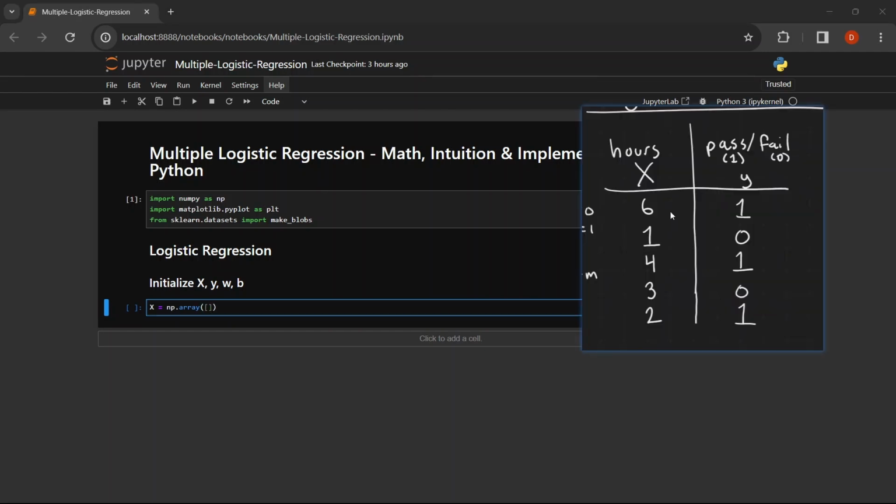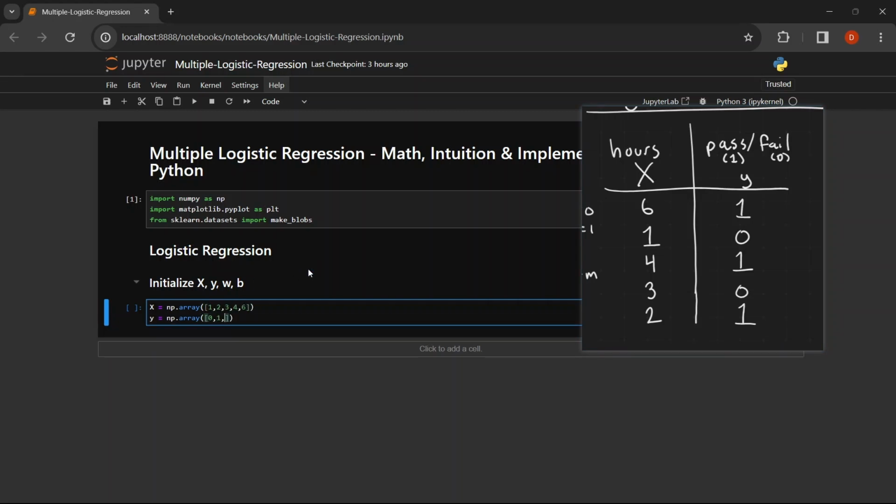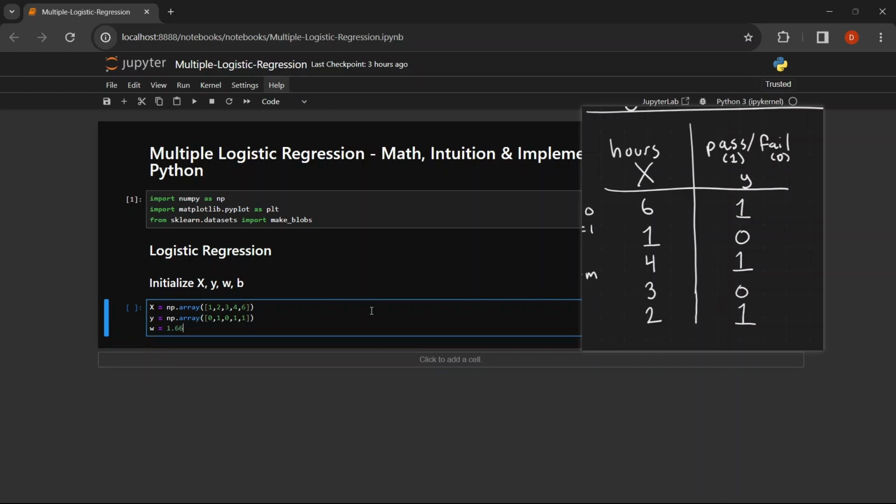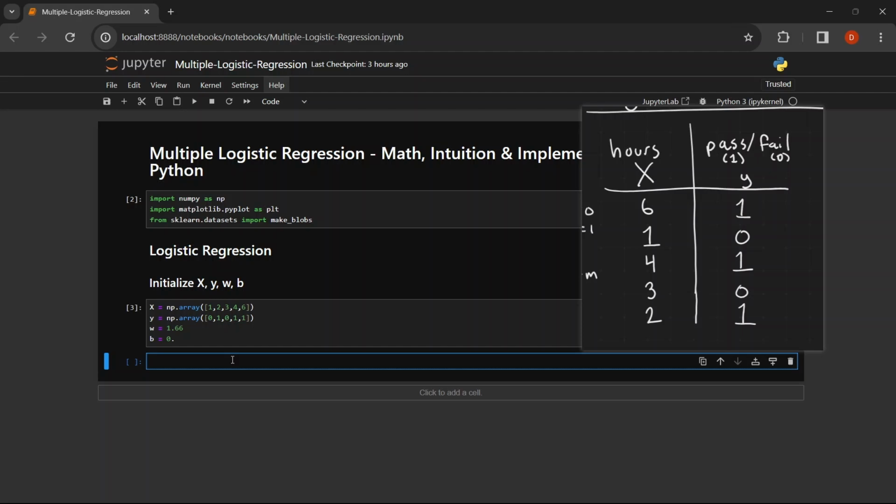And we're going to use these same values for x and y, but let's format them a little bit differently by putting x in order just so that some plots later on look clean. Alright, so we still have when x is 1, y is 0, when x is 2, y is 1, and so on. So let's initialize our weight and bias now. And now we can write out the functions for the sigmoid and predict y.